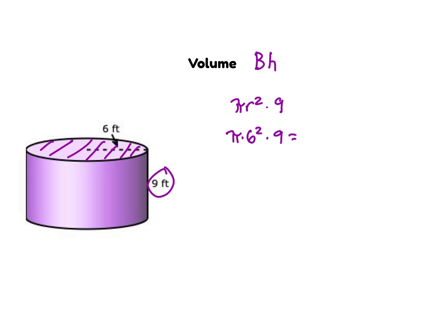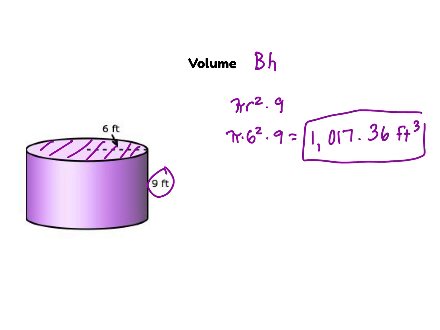9, and I'm just going to plug that all in together, except I'm going to use 3.14 for pi because then it won't give me quite as long of a digit of answers. So I got 1,017.36, and I'm going to call that feet cubed. Volume is always going to be cubed.